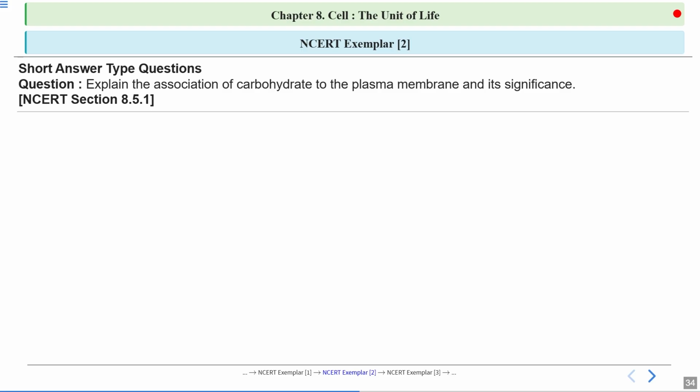Okay, so next is: explain the association of carbohydrate to the plasma membrane and its significance. See, the plasma membrane consists of the phospholipid bilayer. It consists of proteins. It consists of some sugar molecules also, which are known as carbohydrates. So why are carbohydrates associated with the plasma membrane? You have to explain this. So let's have a look at the answer.